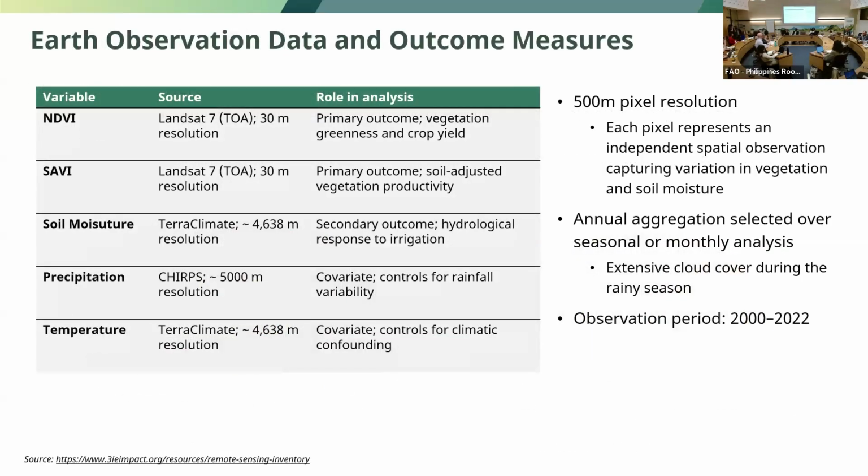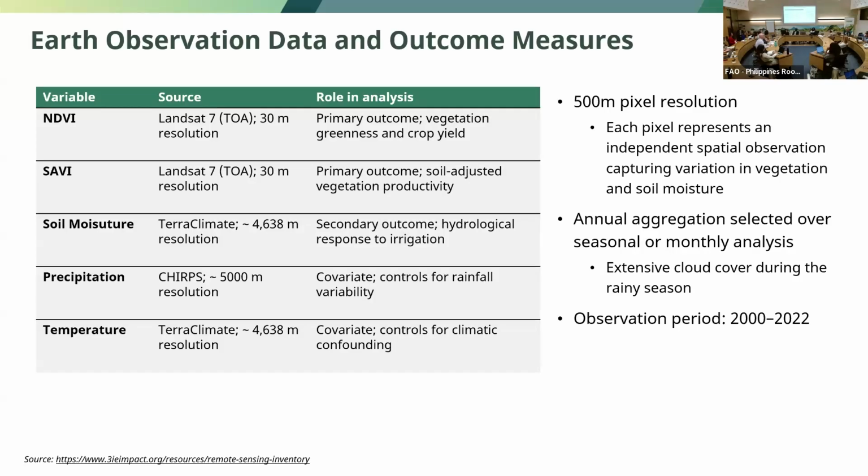Our primary outcomes are NDVI and SAVI, both derived from Landsat 7 at a 30-meter resolution. Soil moisture from TerraClimate serves as a secondary outcome, and we control for precipitation and temperature. A quick word on why we decided to use NDVI and SAVI both. There's some literature which says that SAVI performs better in regions where the vegetation cover is sparse because it corrects for the soil brightness factor, and NDVI overestimates greenness in that scenario, which is the reason why we decided to use both of these in our analysis.